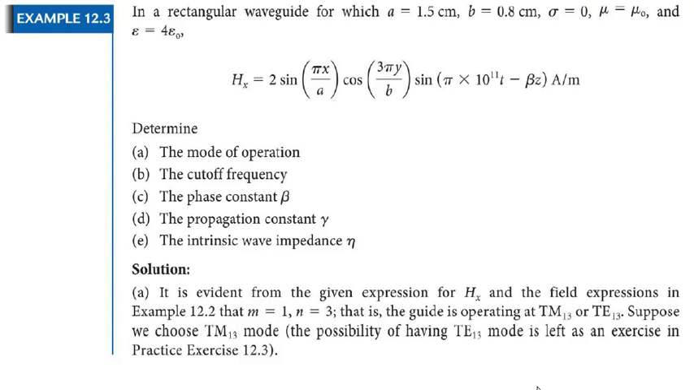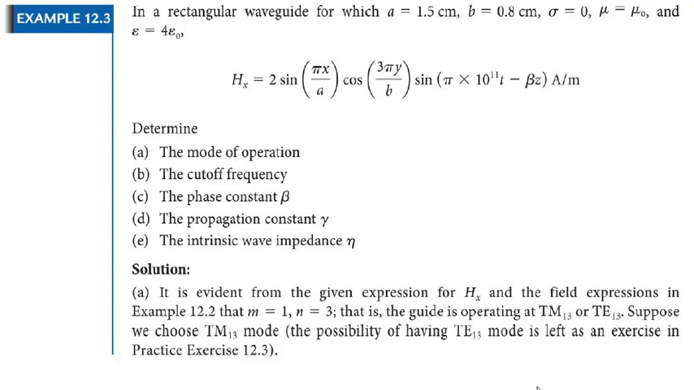To check propagation mode or evanescent mode, we have two conditions. We can check using the cutoff frequency, or by the equation: if omega square mu epsilon is greater than (m pi by a) whole square plus (n pi by b) whole square, then it is in propagation mode. If omega square mu epsilon is less than (m pi by a) whole square plus (n pi by b) whole square, then it is in evanescent mode. Otherwise you can easily check using the cutoff frequency.